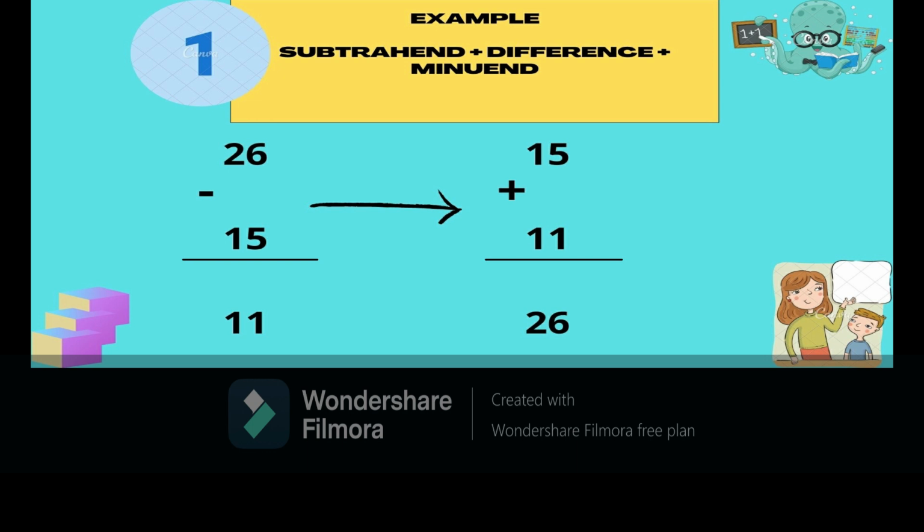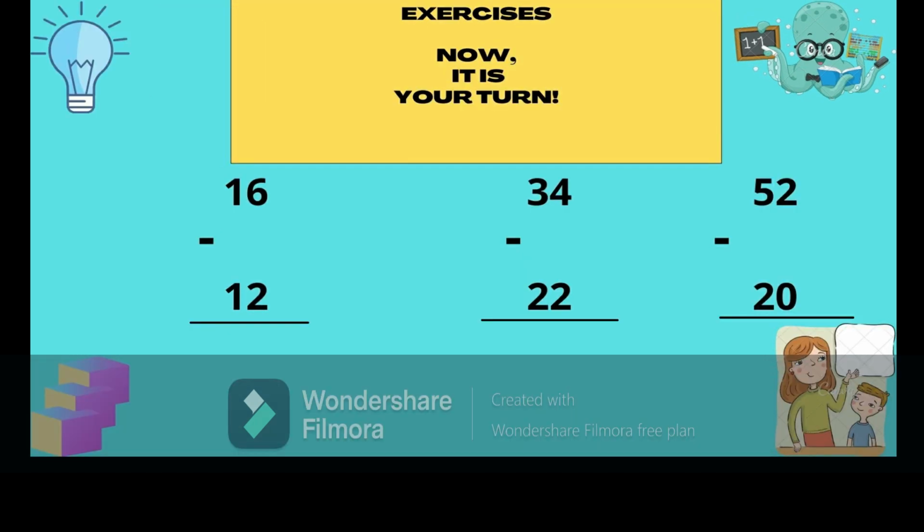Let's practice the first property. Subtrahend plus difference equals minuend. Remember, if we add the subtrahend with the difference, the result will be the minuend. Let's see an example. Now it is your turn.